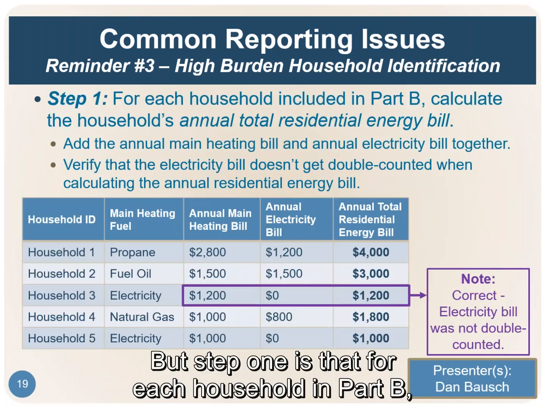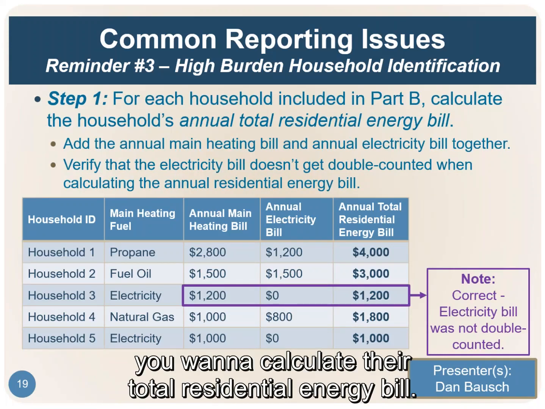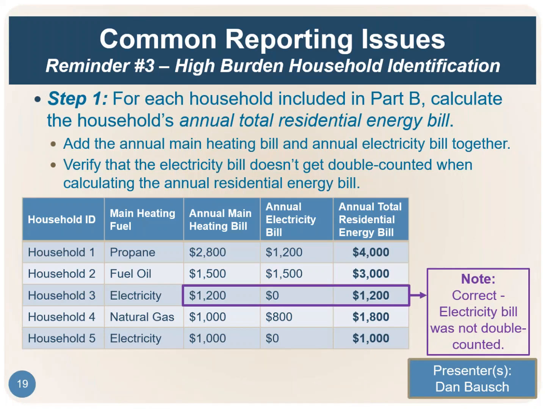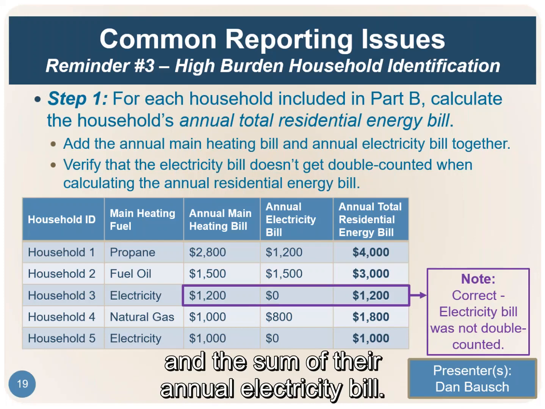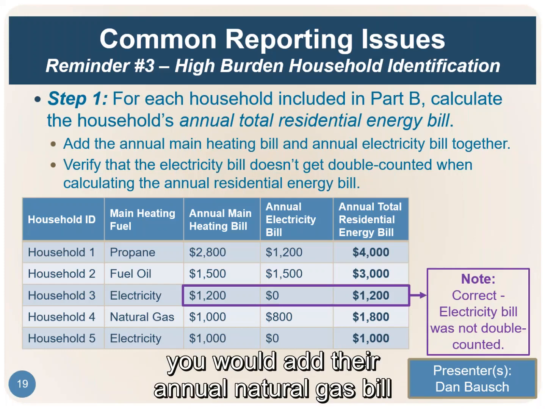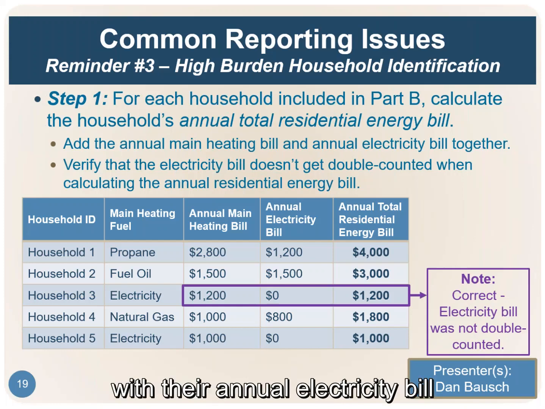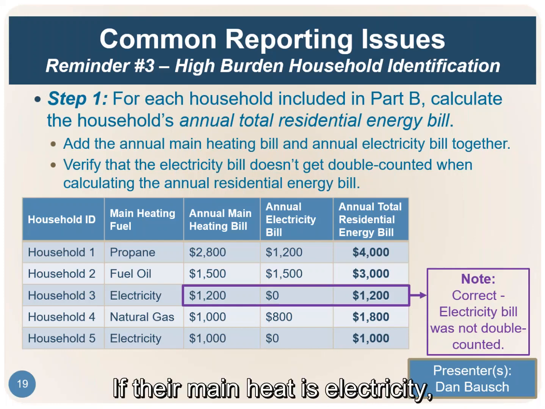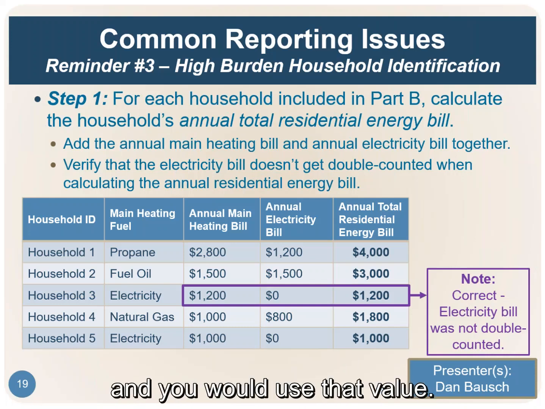Step 1 is that for each household in Part B, you want to calculate their total residential energy bill. That's the sum of the annual main heating bill and their annual electricity bill. So if a household uses natural gas for their heating, you would add their annual natural gas bill with their annual electricity bill to get their total residential energy bill. If their main heat is electricity, then you'll only have one value and you would use that value.